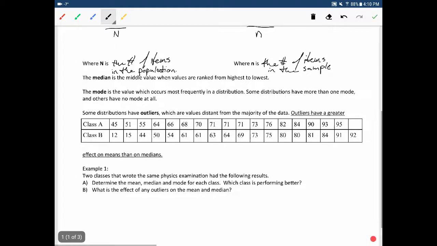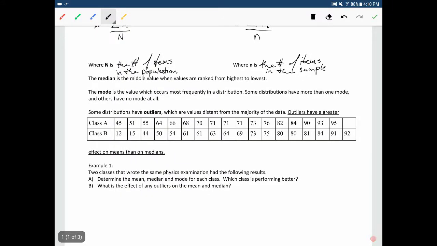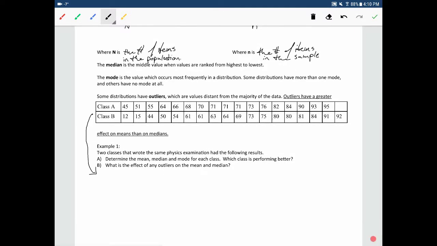Some distributions have outliers, which are values that are distant from the majority of the data. Outliers have a greater effect on means than they do on medians. If you have somebody in your class who isn't showing up to class and is getting a 0%, that's going to have a big impact on your class mean, or your class average, but the median will basically not even be affected by it.